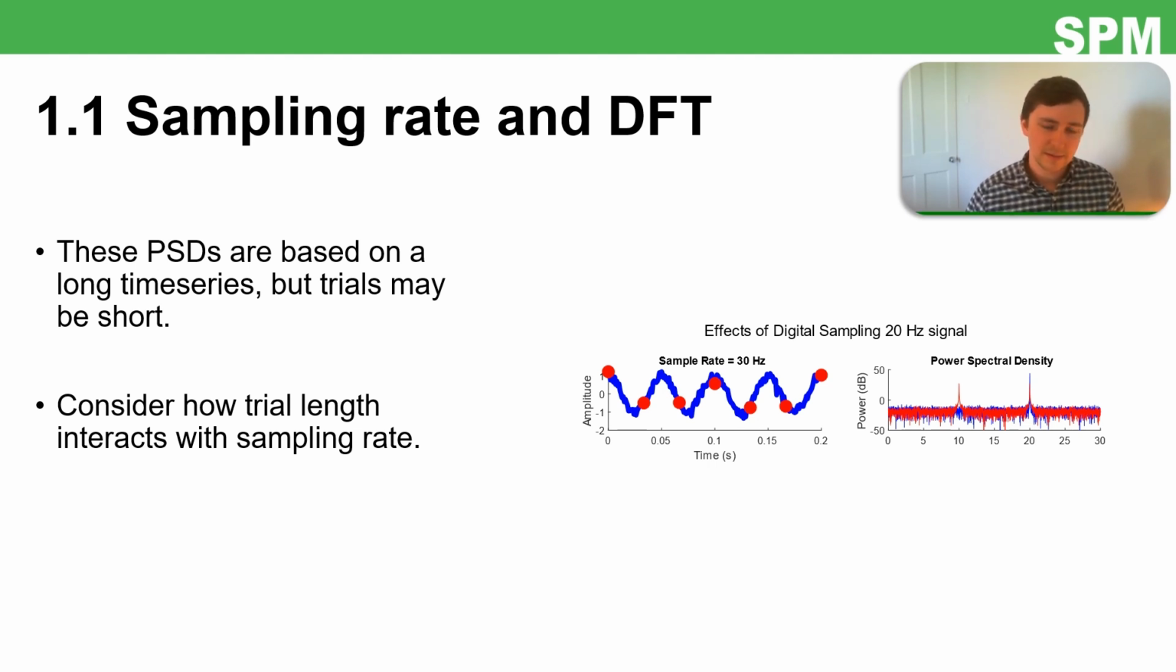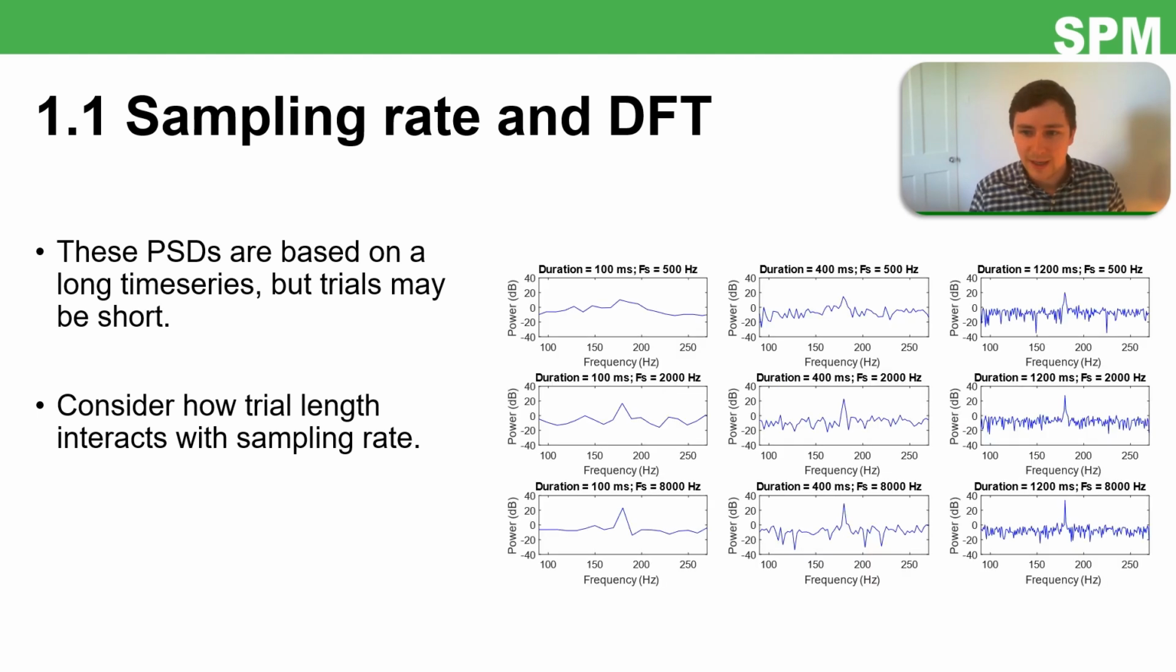So the PSDs I was showing on the previous slide are based on extremely long time series, not just that 200 millisecond snippet which I showed. And that allows you to get a nice high resolution discrete Fourier transform, which is what you can see on the right. It's got a nice sharp estimate of amplitude by frequency. But there's almost a one-to-one mapping of the number of samples in the time domain and the resolution of your Fourier transform, and you can see that here.